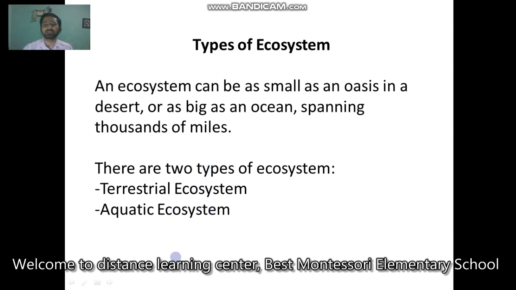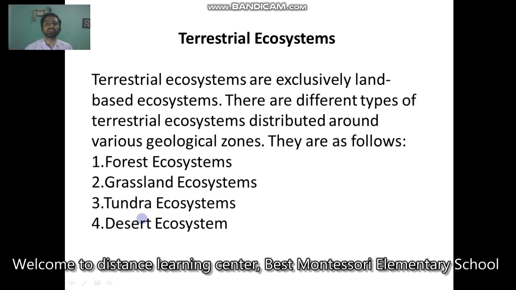Particularly there are two types of ecosystem. The first one is terrestrial, we also call it land ecosystem, and the second one is aquatic ecosystem. Terrestrial ecosystem and aquatic ecosystem. Now let's move on to terrestrial ecosystem. Terrestrial ecosystem, land ecosystem, that means the relationship between living organisms with their physical environment on the land. And according to the geological zones, they are further subdivided into forest ecosystem, grassland ecosystem, tundra ecosystem, and desert ecosystem. Now let's move on to the forest ecosystem.